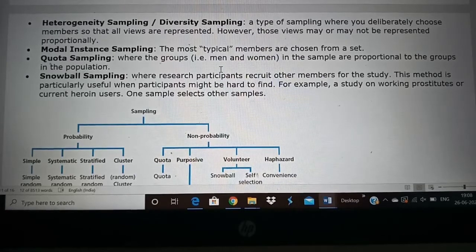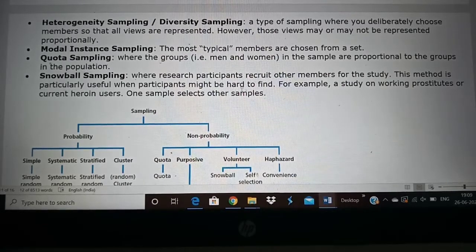The next one is quota sampling. Suppose you want 50 people in your study, of which 25 are men and 25 are women. Then you make a quota. You select one after the other, men one after the other, women, so that you have 25 in each group. Whereas if you do random sampling like the previous probability sampling, then you won't know whether males or females are selected. So here you do quota sampling, and this has less value.